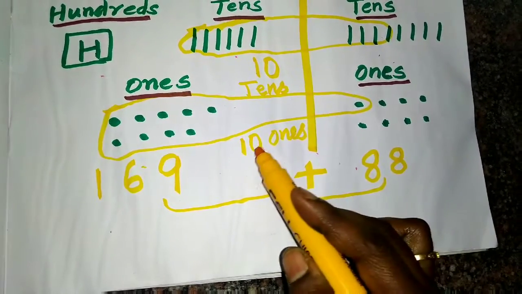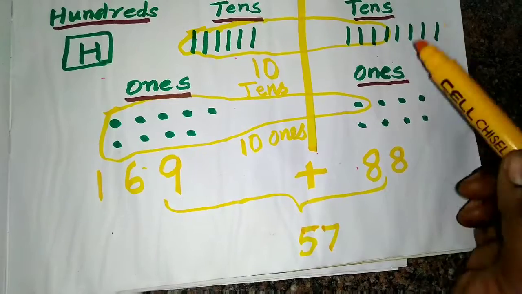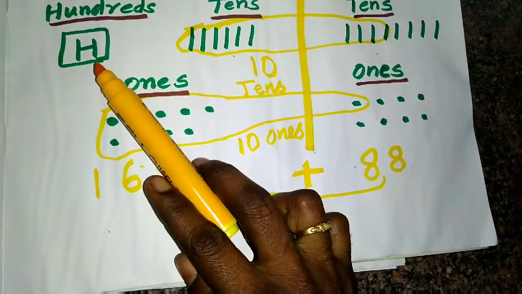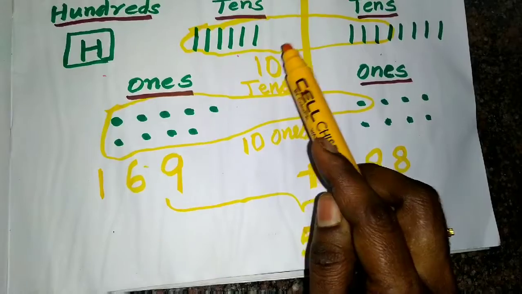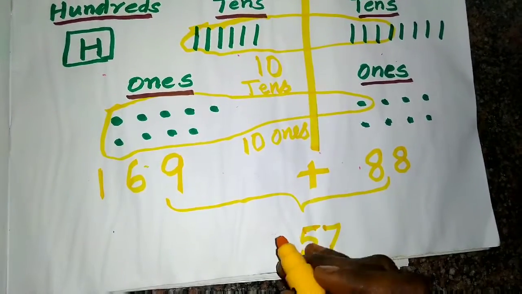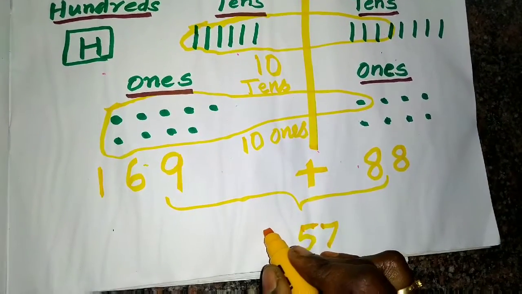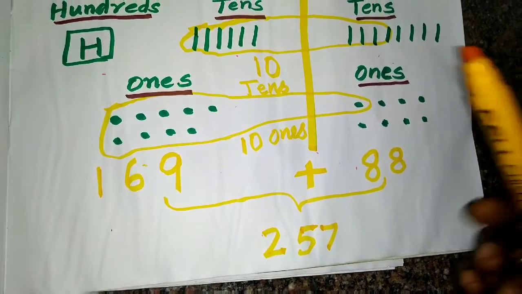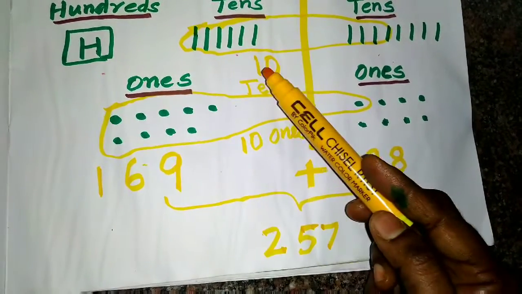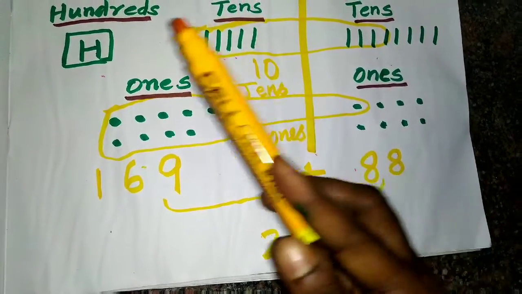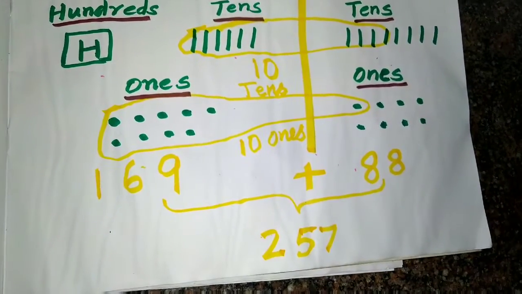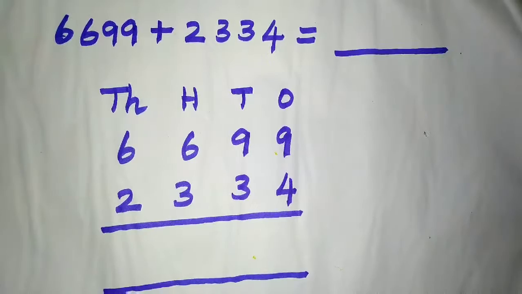Now move to the regrouping done in tens place. How many values are there in tens place after regrouping? 10 tens. So 10 tens equal to 100. Already we have 100. Now we have 100 in regrouping, so totally 2. Are you clear? 10 tens is equal to 100. Already we have 100. So 100 plus 100, 200.